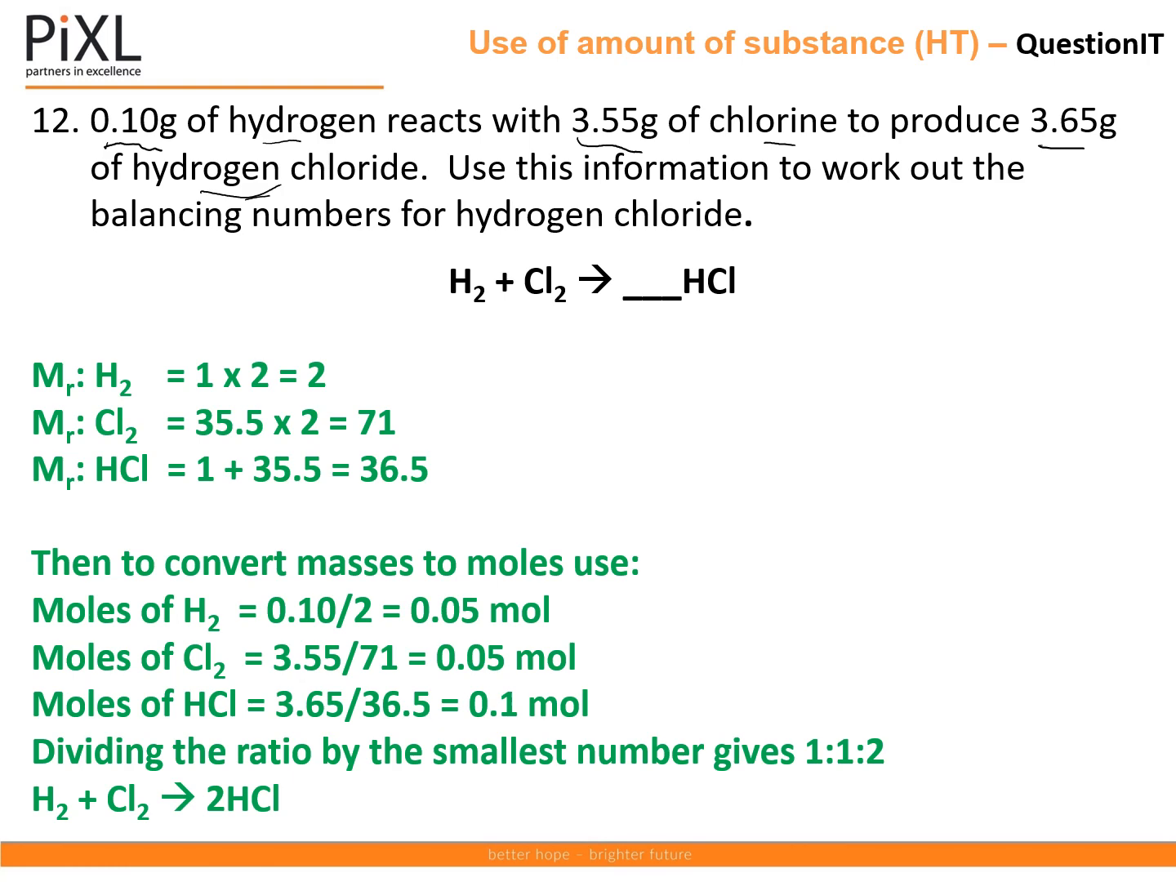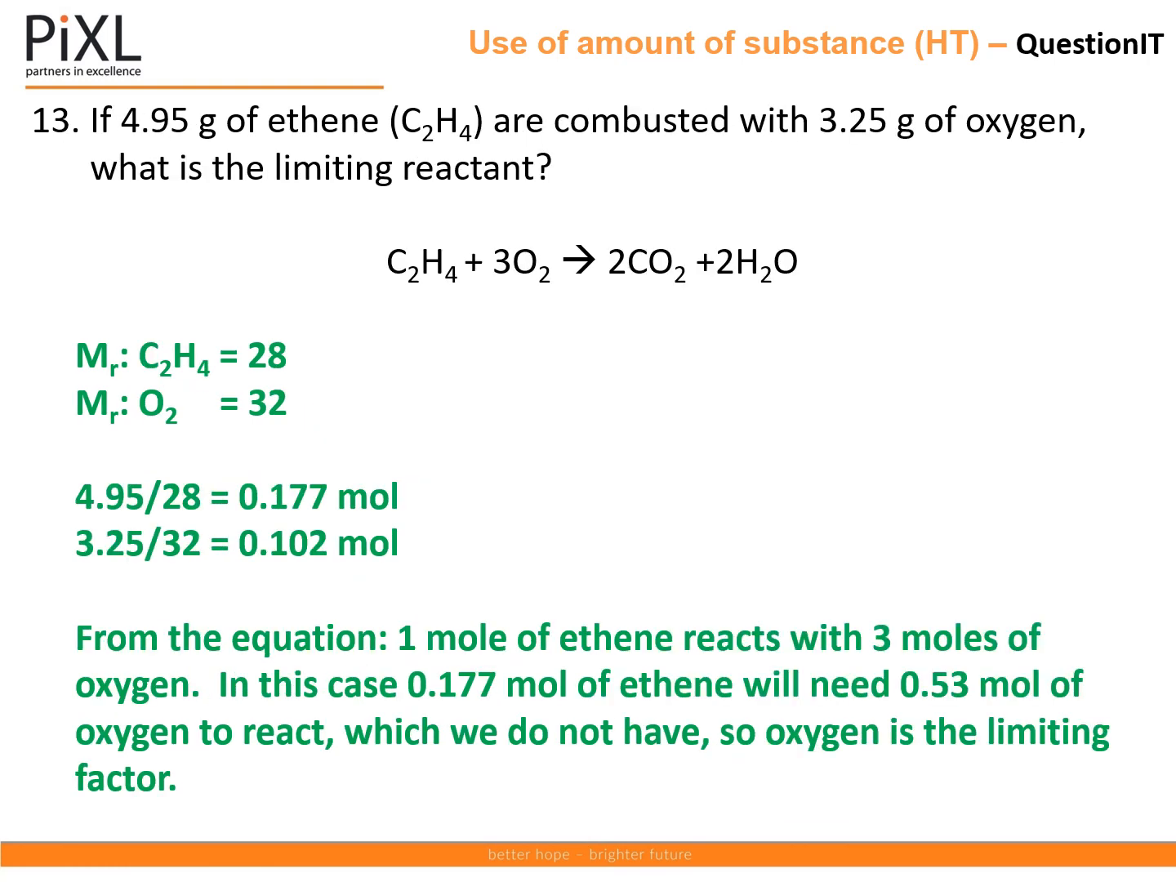So the next question you had, if 4.95 grams of ethene again been given to you, combusted in 3.25 grams of oxygen, what is the limiting reactant? So if I do C2H4, 2 lots of carbons, 24 plus 4 gives me 28, and then I've got 2 oxygens here gives me 32 because it's O2, and the equation is 3, but I'm going to leave that for now.